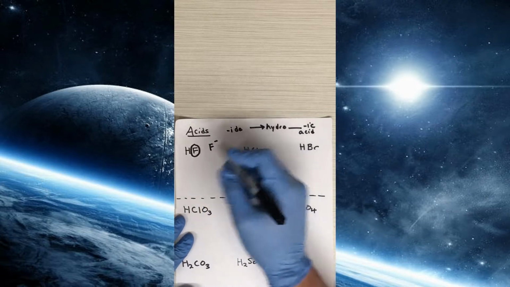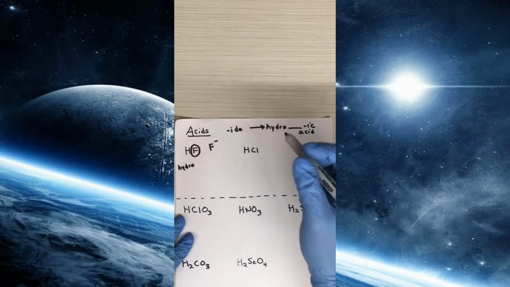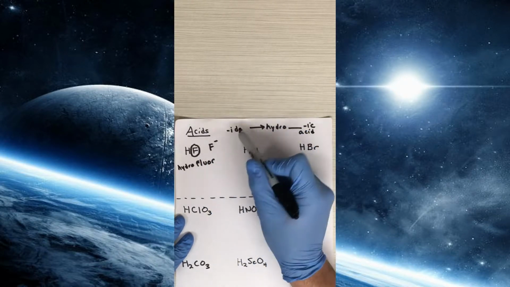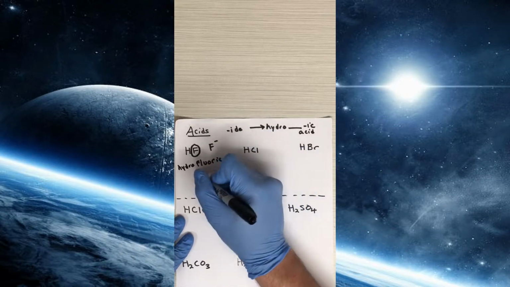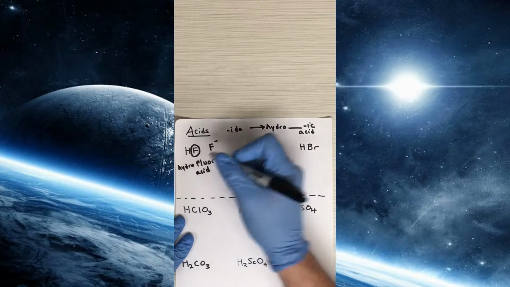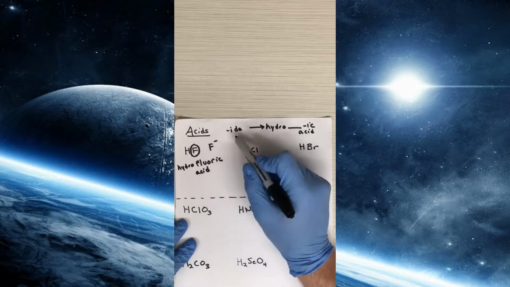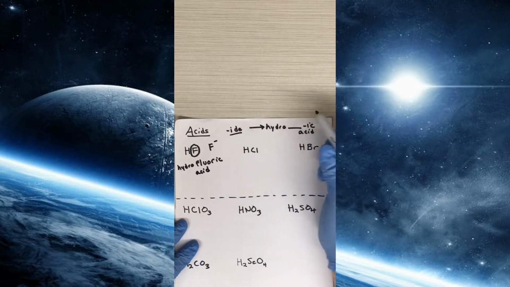ends in "ide," so I have to write hydro, and then I'm going to drop the ending "ide" and change it to "ic acid." So this, as an acid, HF, would be hydrofluoric acid. Okay? And again, this is the rule whenever you have the ending as "ide." Okay, let's do the second one right here.